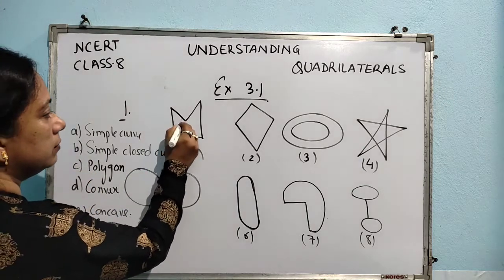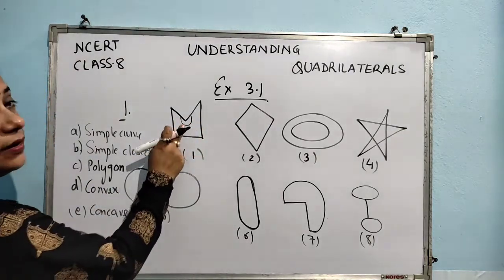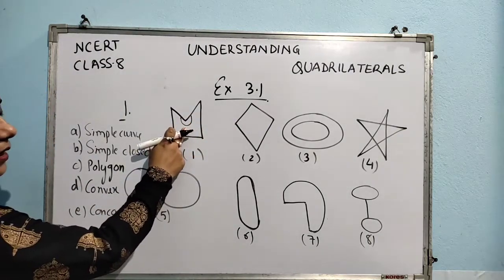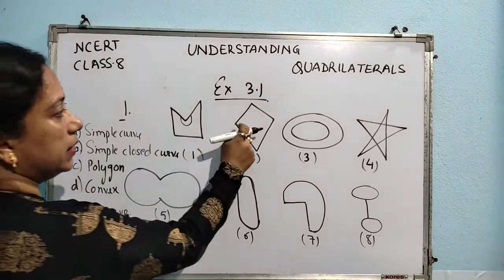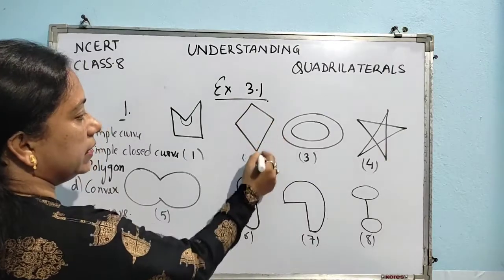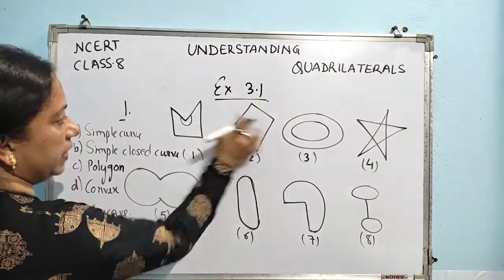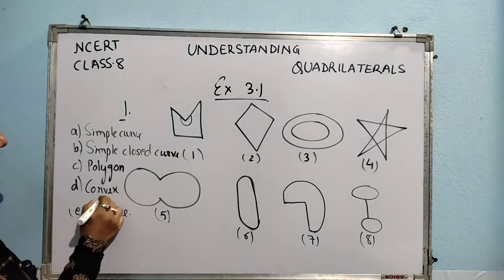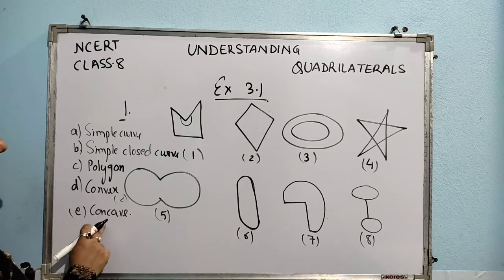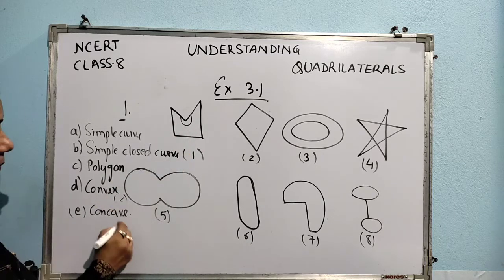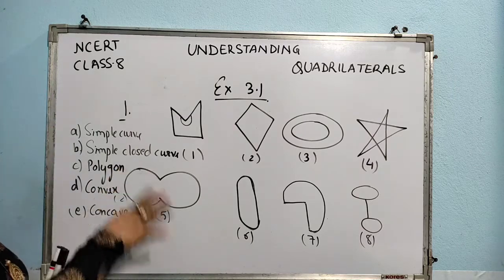See this figure, this is an angle of the polygon which is greater than 180, that is the reflex angle, so it will not be convex, it will be concave. But here all the angles are less than 180 degrees, so it will be convex. So sorry, this will be convex and this will be concave. So when they are asking convex, we will write only number 2. When they are asking concave, we will write number 1. So with this we have completed question number 1.